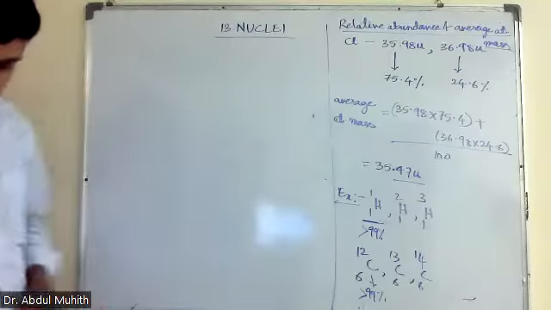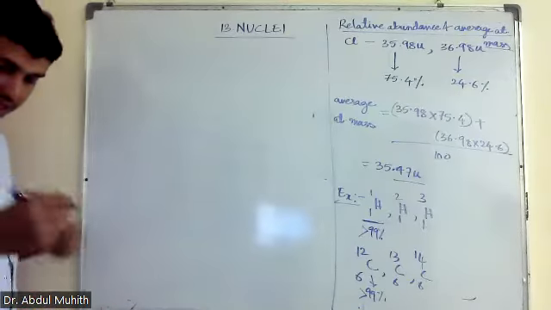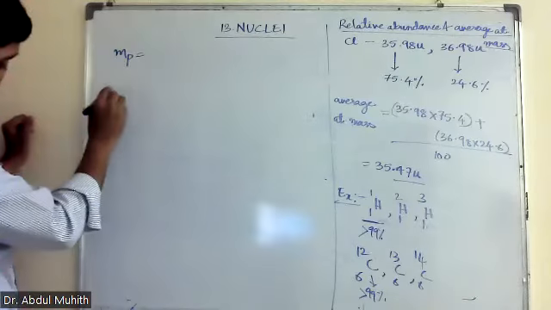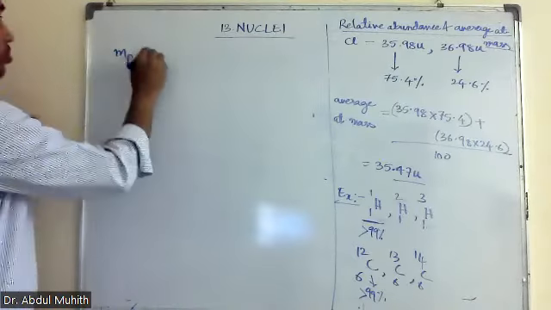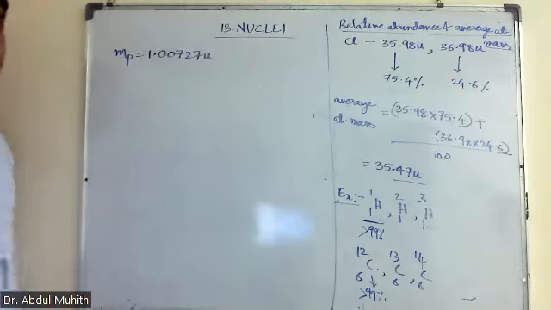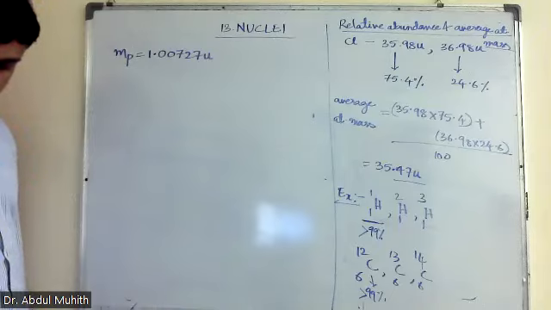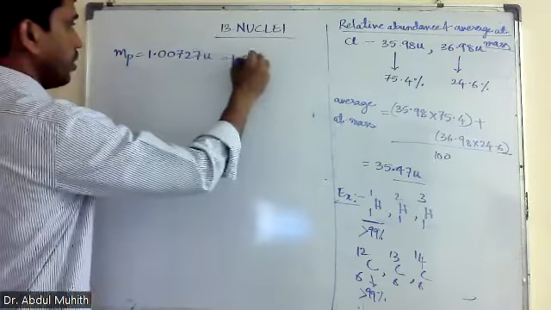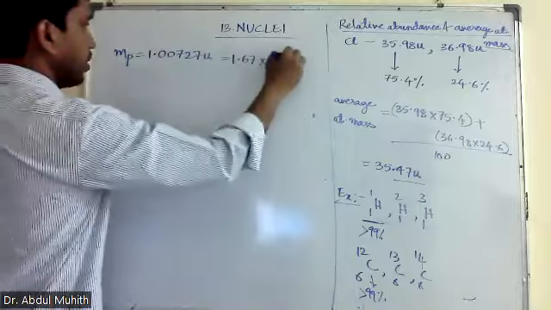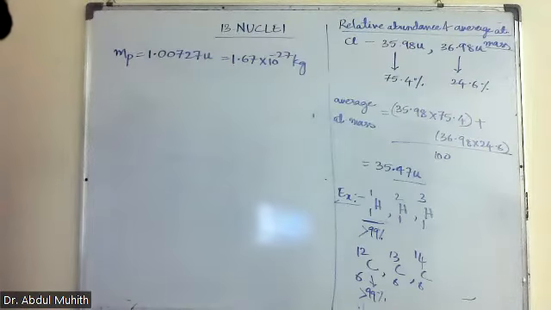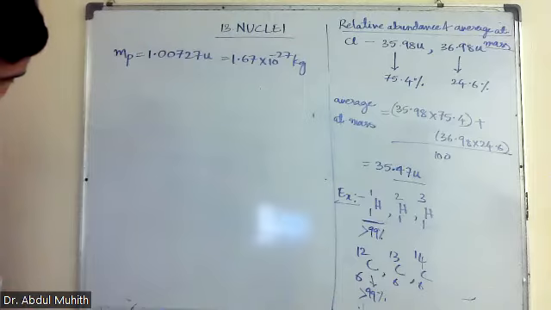Next, we will discuss the mass of the proton. It is 1.00727 U in terms of atomic mass unit, and that is equal to 1.67 into 10 to the power of minus 27 kg. Already we know this is the mass of the proton. Then we'll write the mass of the neutron and the mass of the electron.